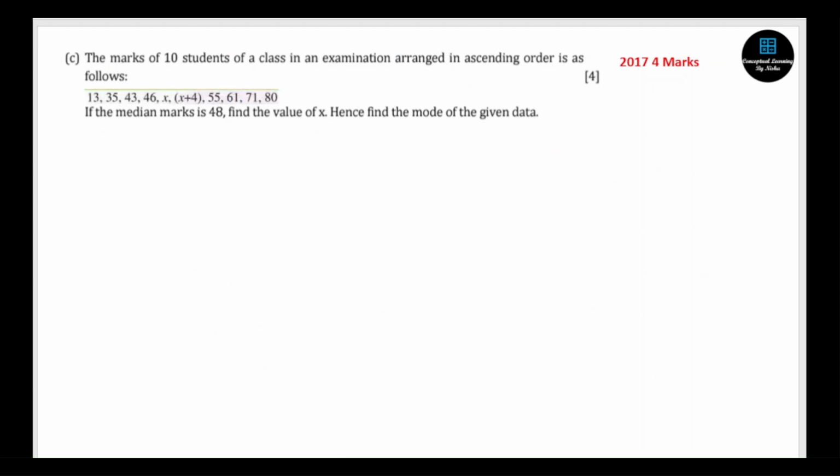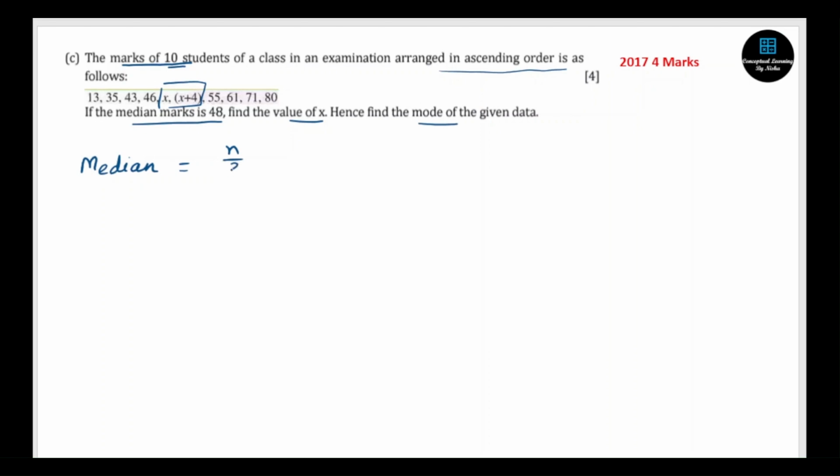Now this is a very simple question. Okay, it is from the 2017 4-marker question where the marks of 10 students are given and the data is arranged in ascending order already. Median is given and we have to find x and then mode. Alright, so there are 10 students, so median is given as the average of the middle two. So middle two are these two.